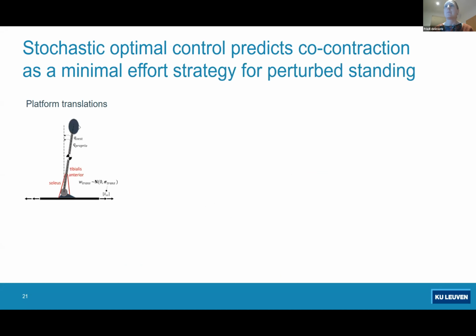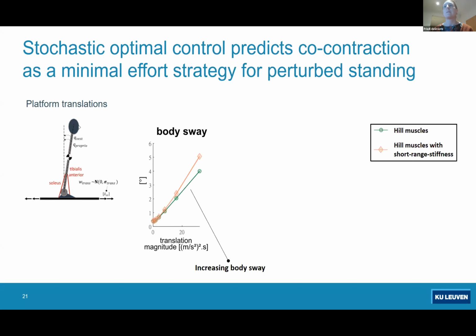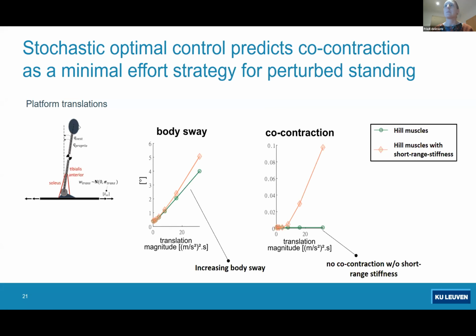We evaluated simulated body sway for different magnitudes of quasi-random platform translations. Body sway increased with perturbation magnitude and was similar for both muscle models. We also evaluated co-contraction and found that there was no co-contraction for the Hill-type muscle, but that co-contraction increased with body sway when short-range stiffness was modeled. Hence, we predict co-contraction as a minimal effort strategy. However, the activation-dependent stiffness of the muscle and the perturbations have to be sufficiently high for the effort related to co-contraction to outweigh the expected effort of the feedback corrections.